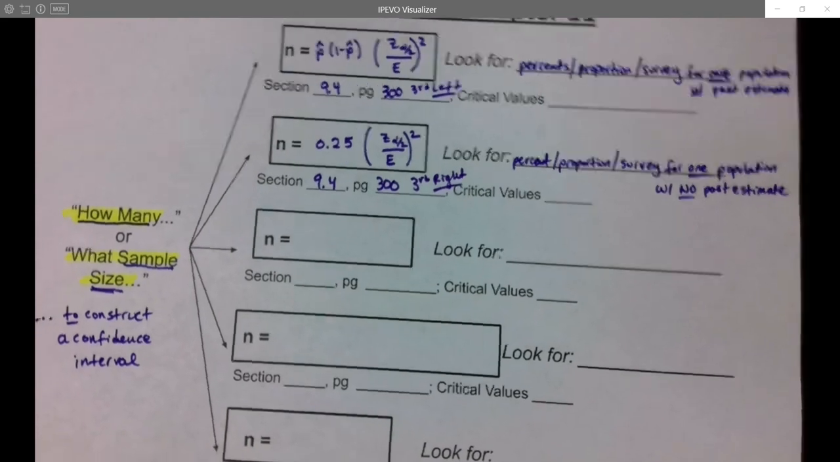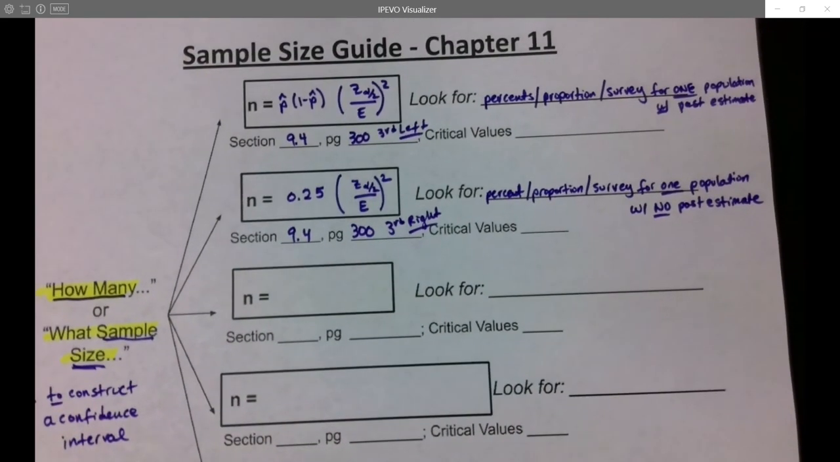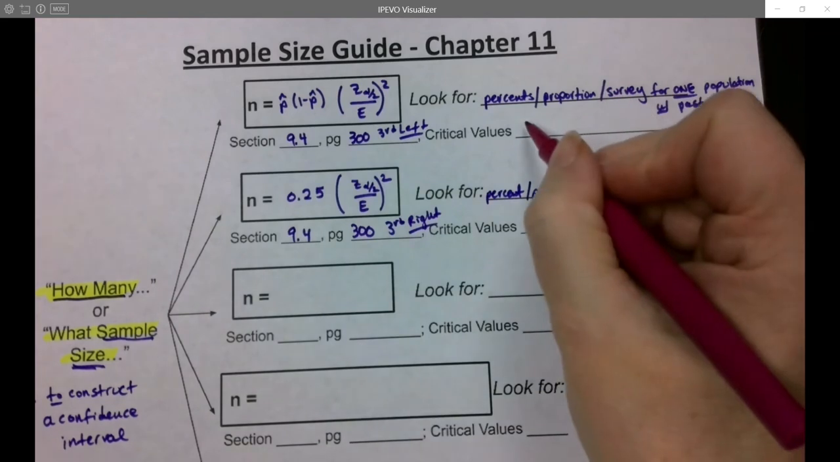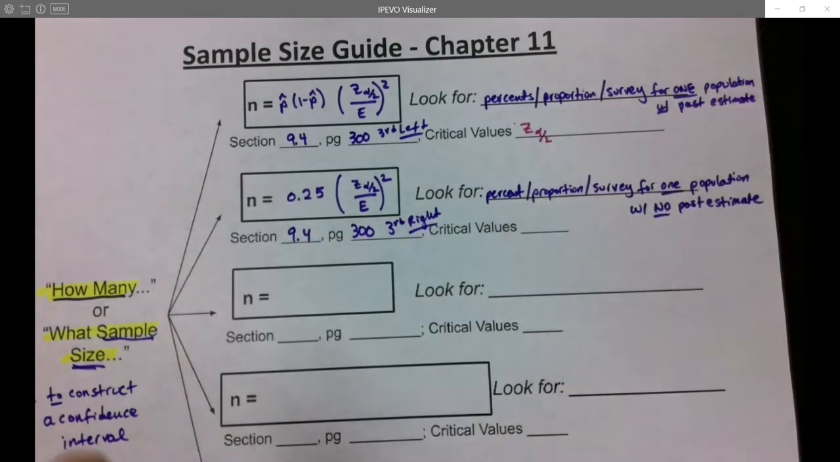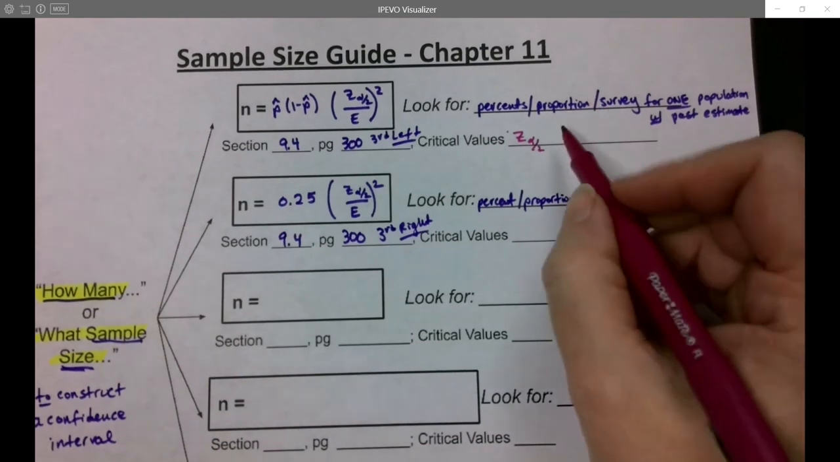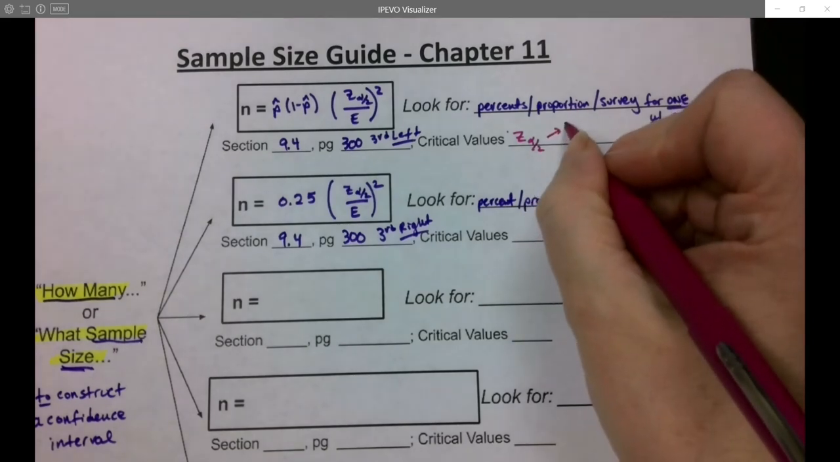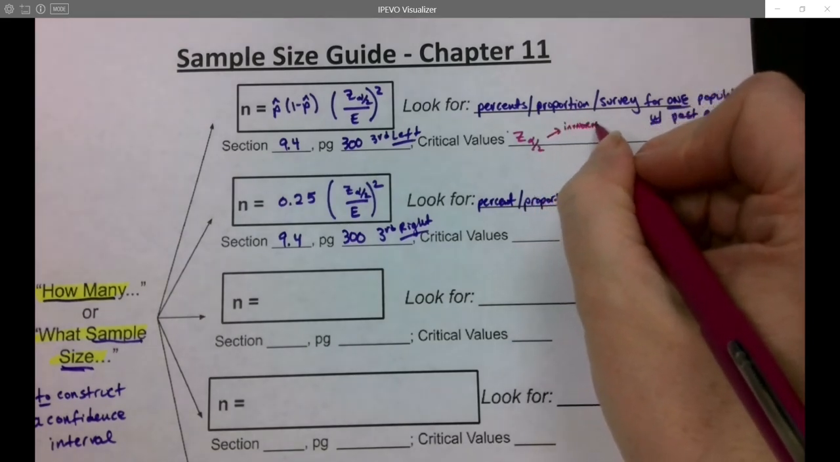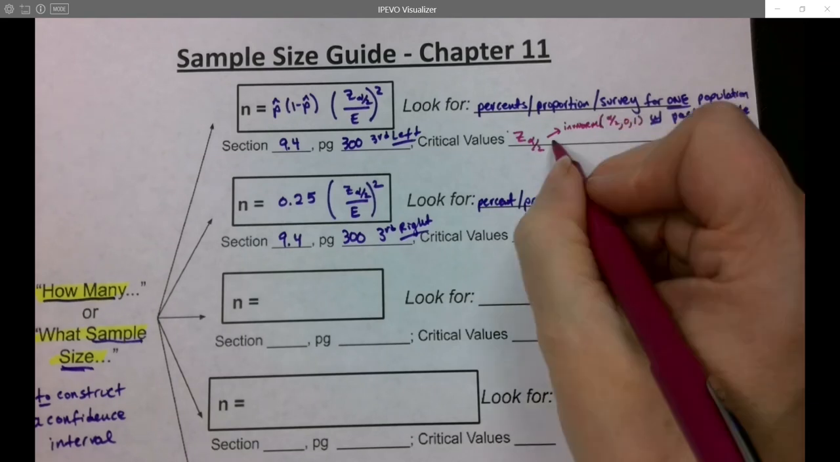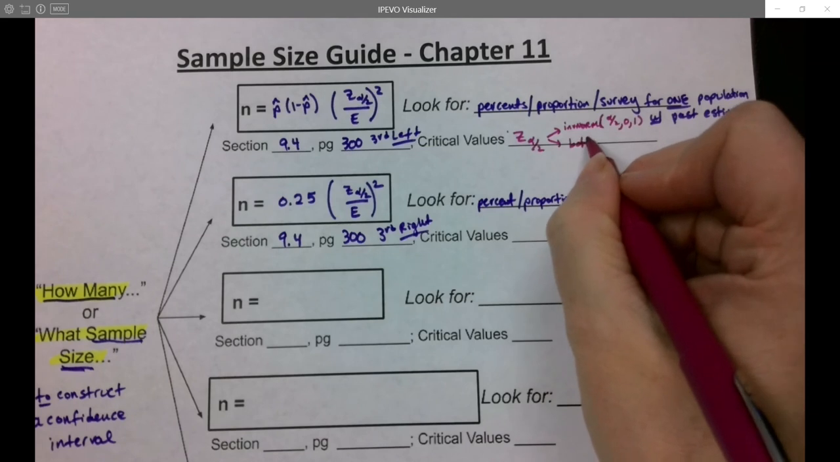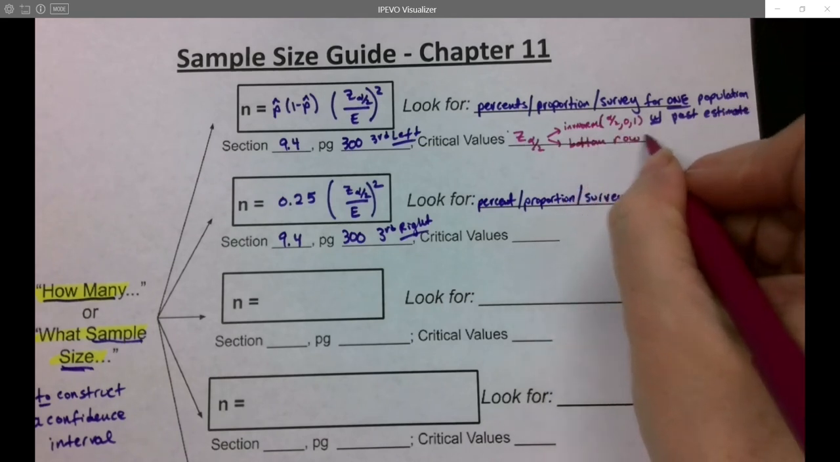Both of which are using the critical values. Matter of fact, all of them use the same critical values, so I'm just going to go over critical values one time. Critical values are found with z alpha over 2, and you could technically do plus or minus. It doesn't really make any difference because you square them every time anyway. But you find it with either inverse norm, alpha over 2, comma 0, comma 1, or the bottom row of the t-table.